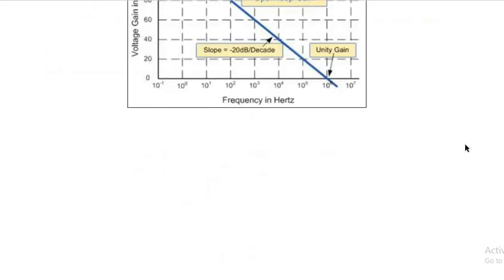That's all about open loop gain, closed loop gain, virtual ground and gain bandwidth product.